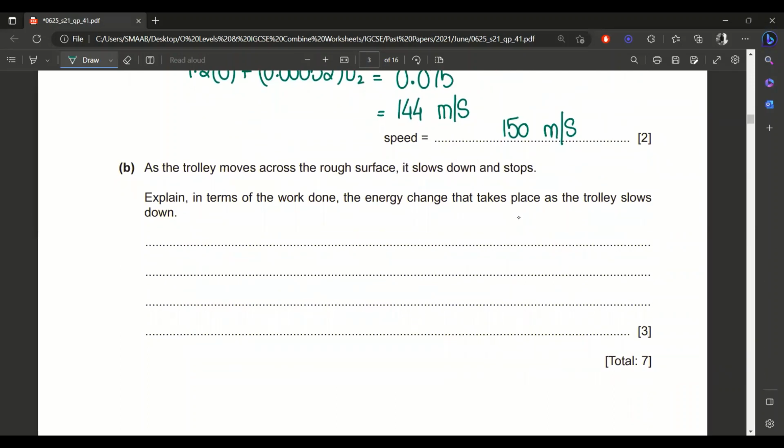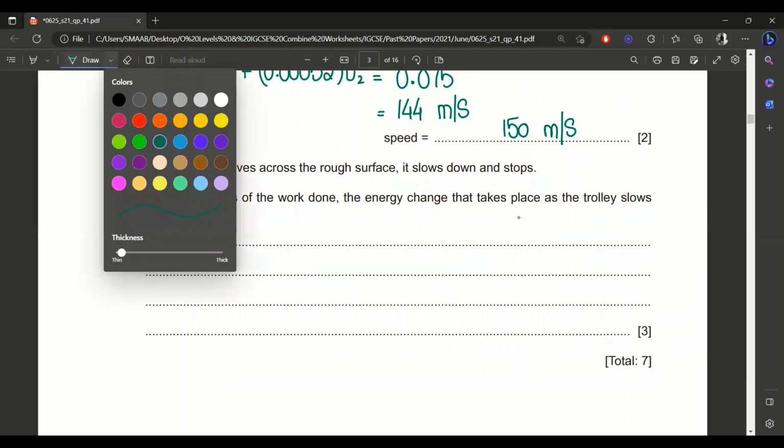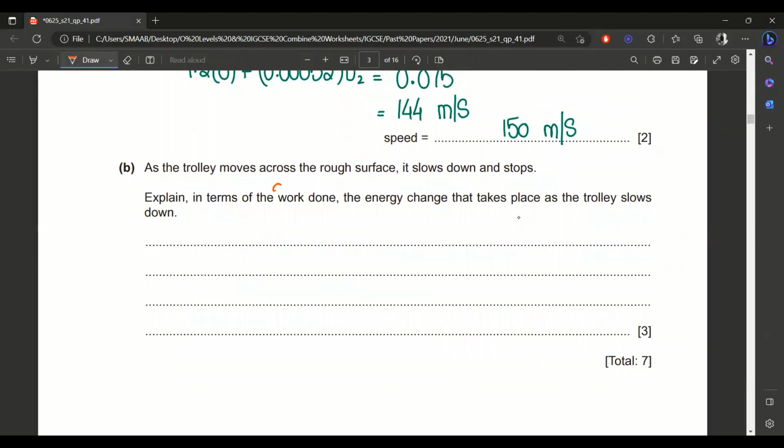Okay, so as the trolley moves across the rough surface, it slows down and stops. Explain in terms of the work done, the energy change that takes place as the trolley slows down. So we need to write with the reference of the work done. And the second reference we have to take over here is the reference of energy.